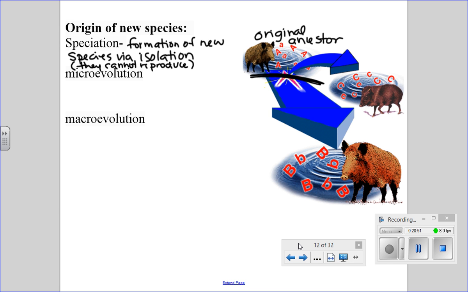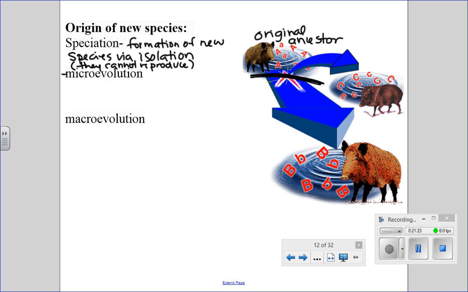Now, one of the things that we'll talk about a bit later is that speciation can happen a couple of different ways. Sometimes when new species form, the original ancestor no longer exists, and that's what this example is sort of showing, that A turned into B and C. But in other scenarios, we'll see that the original ancestor still exists, but there's another species that's related to it, so they don't have to necessarily replace each other.